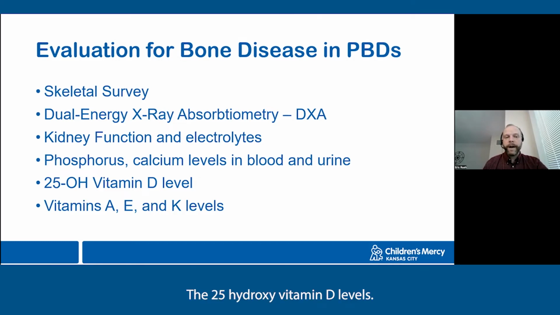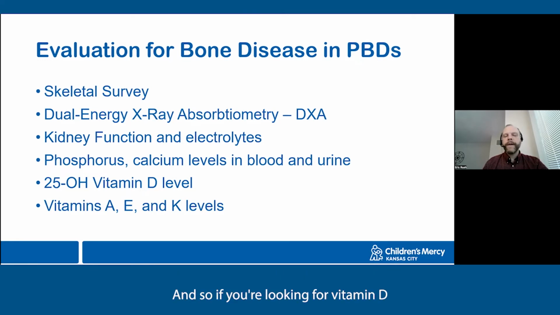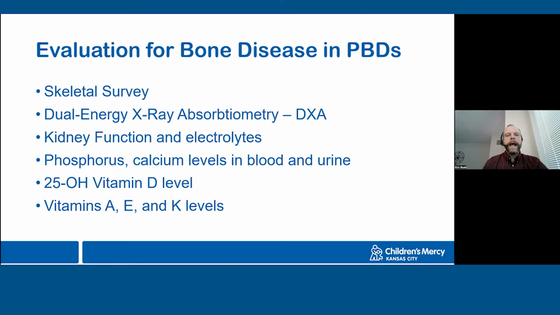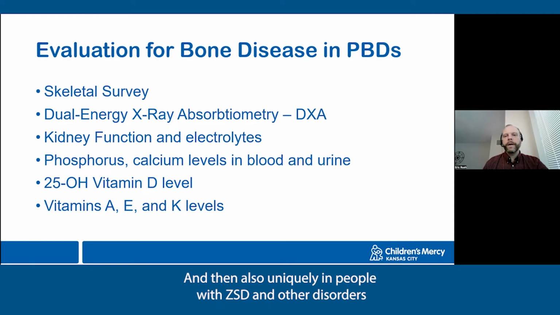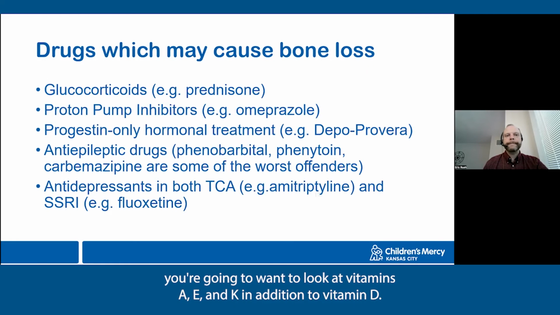The 25 hydroxy vitamin D levels. 25 hydroxy vitamin D is the way we store our vitamin D in the body. And so if you're looking for vitamin D deficiency or sufficiency, that's the level you want to measure. And then also uniquely in people with ZSD and other disorders which can cause malabsorption of fat soluble vitamins, you're going to want to look at vitamins A, E, and K in addition to vitamin D.